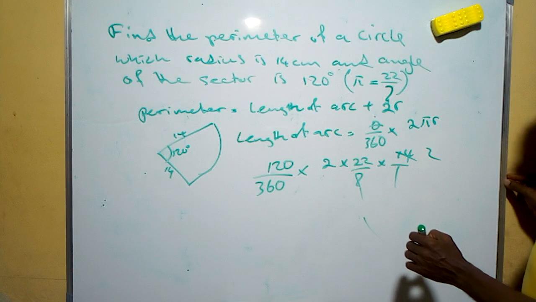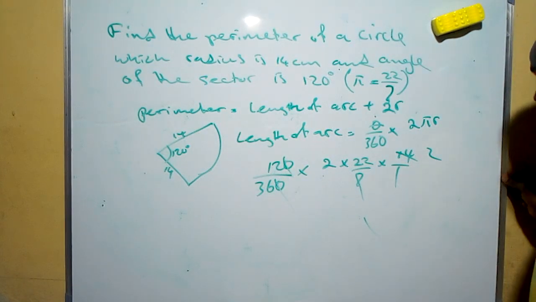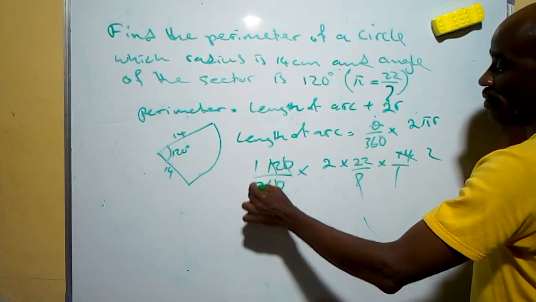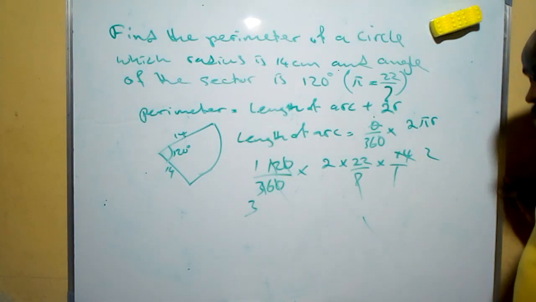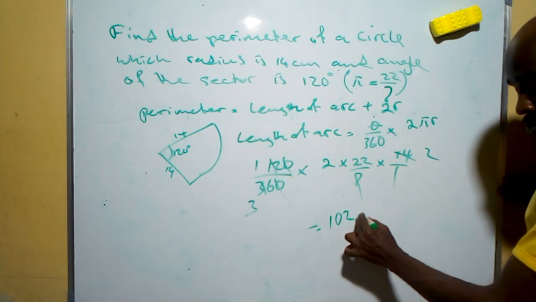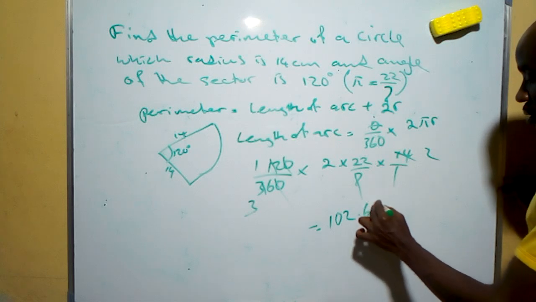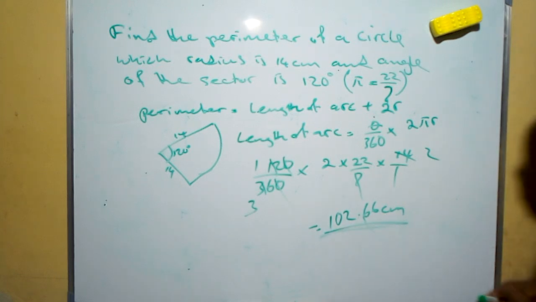And the next thing we have here is we can cancel this out again. We have 3. So at the end we have 102.66 cm. So this is the length of the arc.